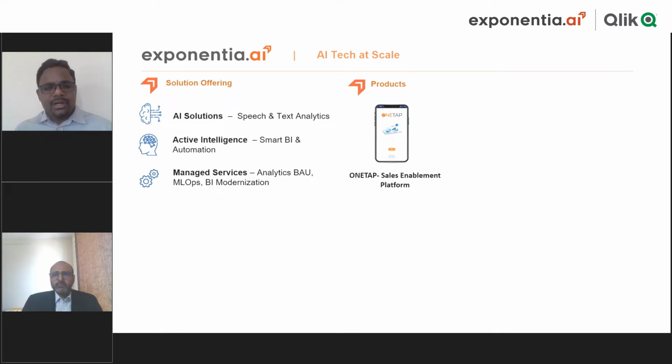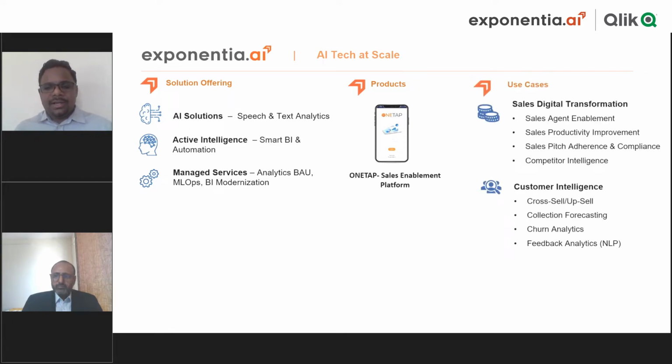From a product standpoint, we have our proprietary solution OneTap, which is a sales enablement platform and has many modules within it for AI as well as sales intelligence and enablement. What we have delivered and are delivering are very strong use cases on sales digital transformation as well as customer intelligence, and some of these sales use cases fall on sales agent enablement, sales productivity improvement, pitch analytics, adherence and compliance, and competitor intelligence. All of this uses our proprietary algorithms on speech and text analytics as well as some ML models, along with the very strong BI footprint that we have.